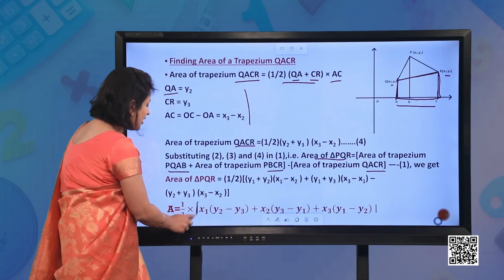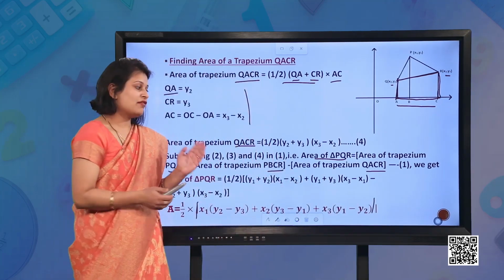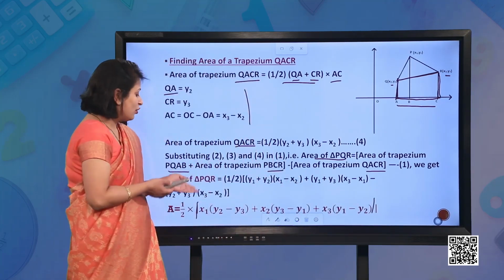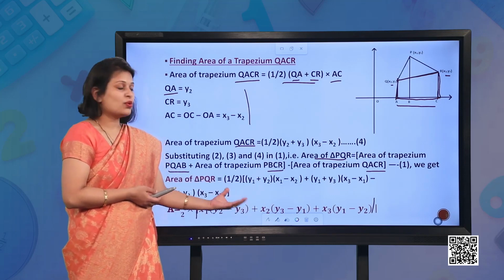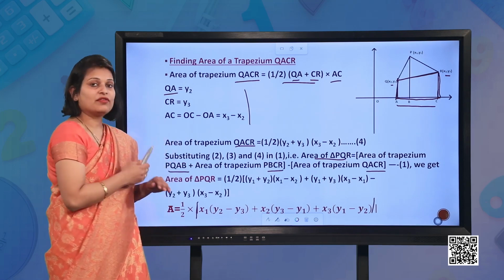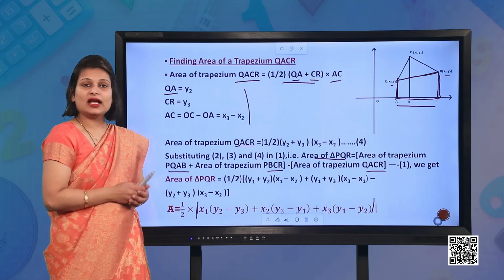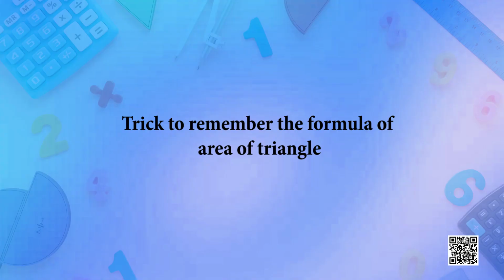Now this is the absolute sign, means area cannot be negative whenever you will calculate it. If you are getting the value inside this absolute sign as a negative, so after coming out the value from the absolute sign, you will get it as positive. So area cannot be negative. Before coming to this note, I'll tell you one trick how to remember this formula.